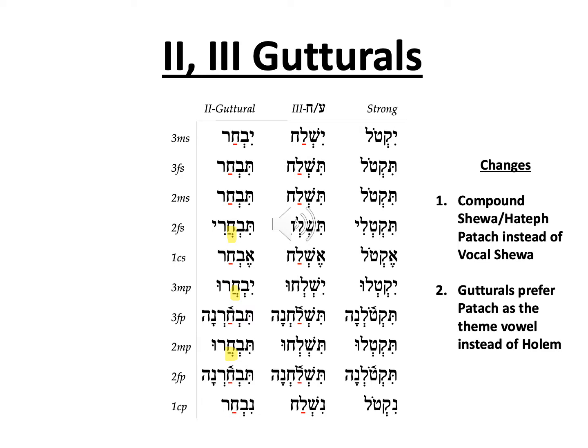Gutturals continue to make life miserable for Hebrew students, and the same is true in the imperfect inflection. You'll notice here once again that compound schwas are preferred by the gutturals. They will take a hataf patach instead of the vocal schwa. We also notice that gutturals prefer patach as the theme vowel instead of holem. So even though there is the hireq preformative, instead of a holem over the second root letter, we have patach under the second root letter, so that we have yiqtal instead of yiqtol.